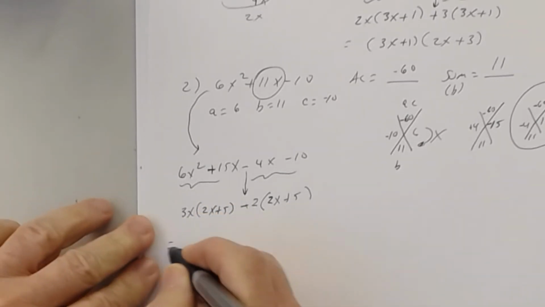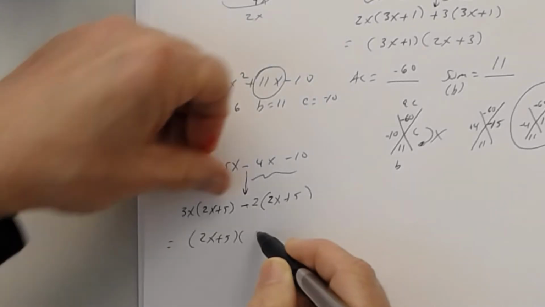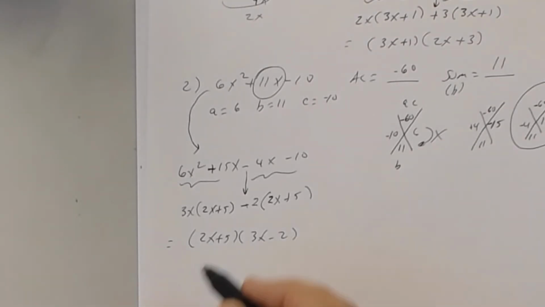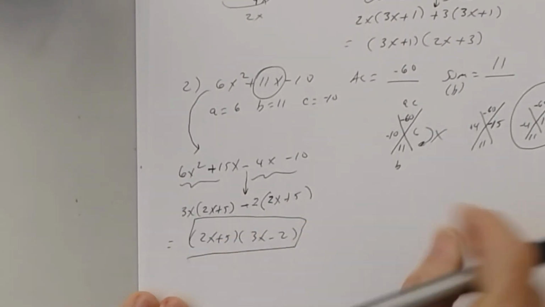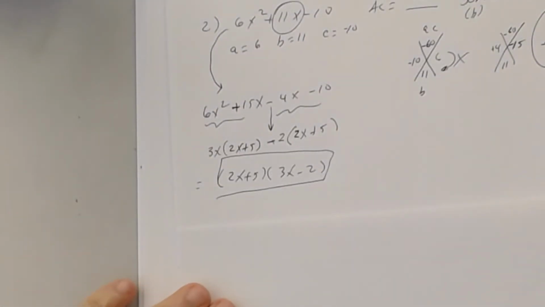So therefore, what's the answer? What are you going to factor out of these two? 2x plus 5, and you're left with 3x minus 2. If you follow it out, you'll see that you'll get your polynomial. So that's the AC method. All right, let's look at number 3. Suppose in number 3, I had this.